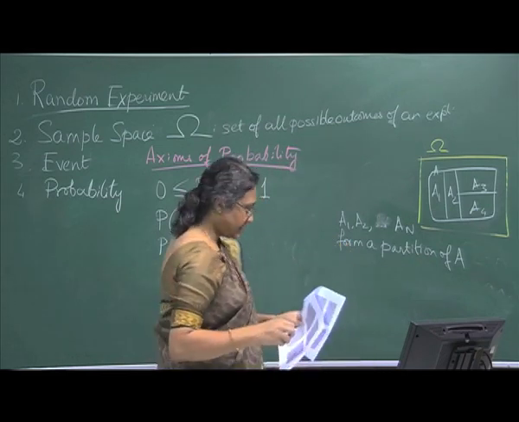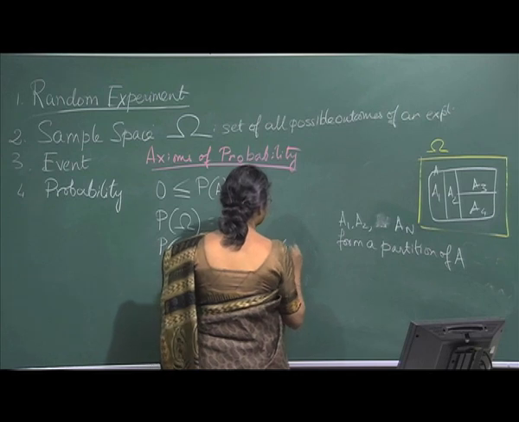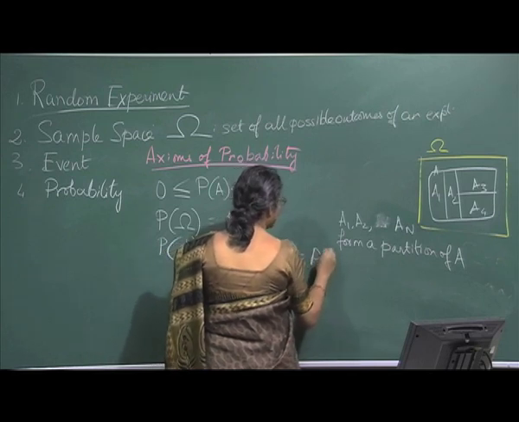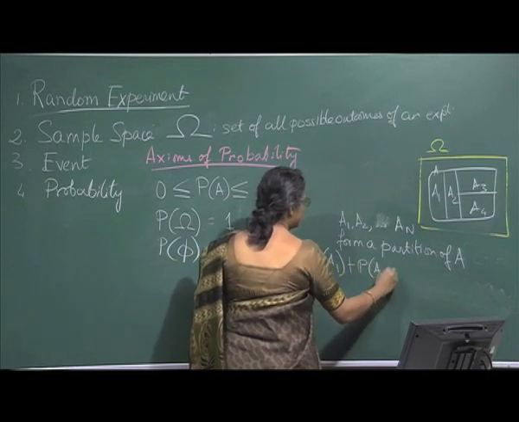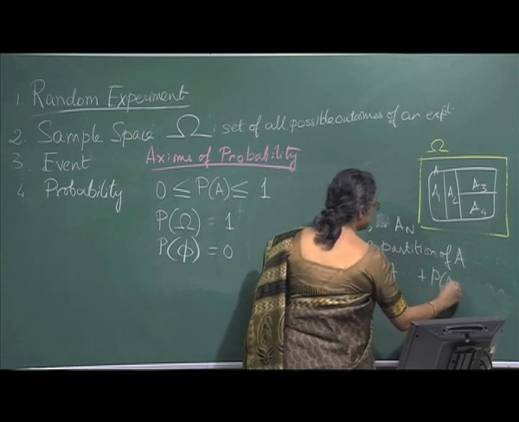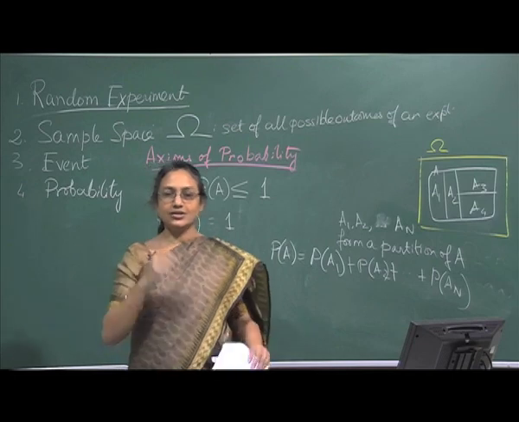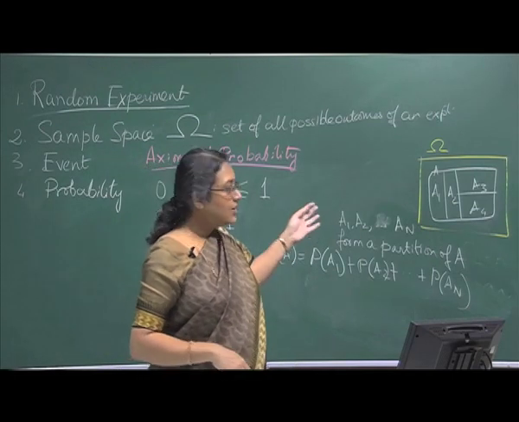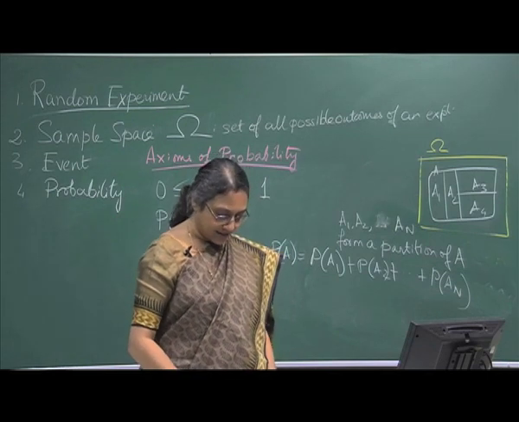In those cases, P(A), the probability of A, equals the probability of A1 plus the probability of A2 plus, up to, the probability of An. This is if the events are disjoint. If they are not disjoint, then we have to use the formula which I had already illustrated for 2 and 3 events.